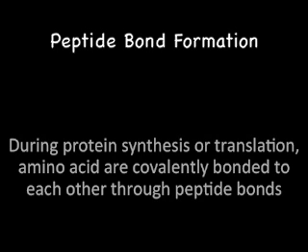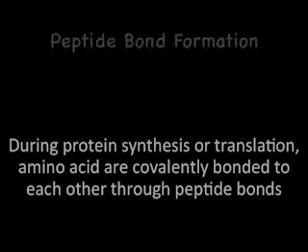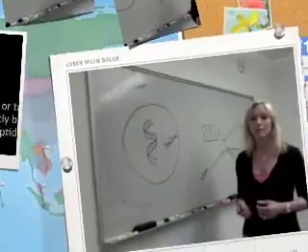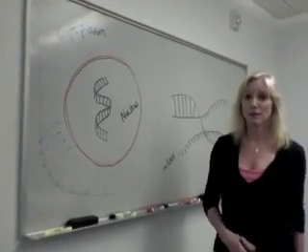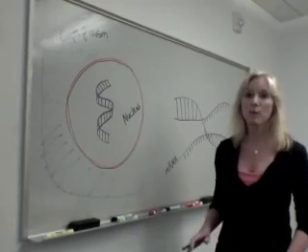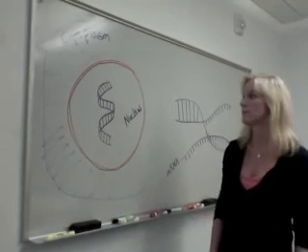During protein synthesis or translation, amino acids are covalently bonded to each other through peptide bonds. First, we're going to tell you how the peptide bonds are made. In order to do that, we need to go all the way back to the nucleus of a cell.